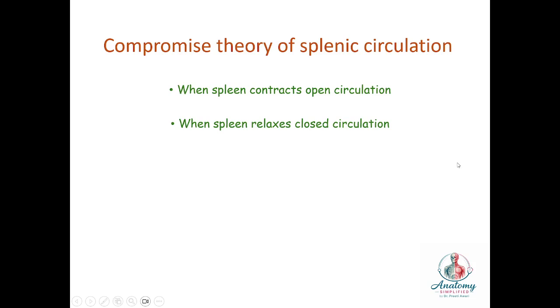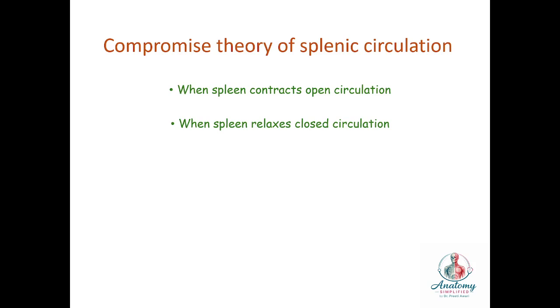Now there is one more theory, a compromise theory, that may apply in humans, where both circulations can be seen. When the spleen contracts, there will be open circulation. When the spleen relaxes, there will be closed circulation. So we just tried to understand how the blood is traveling through the spleen and the various names given to various blood vessels when they enter specific regions of the spleen.